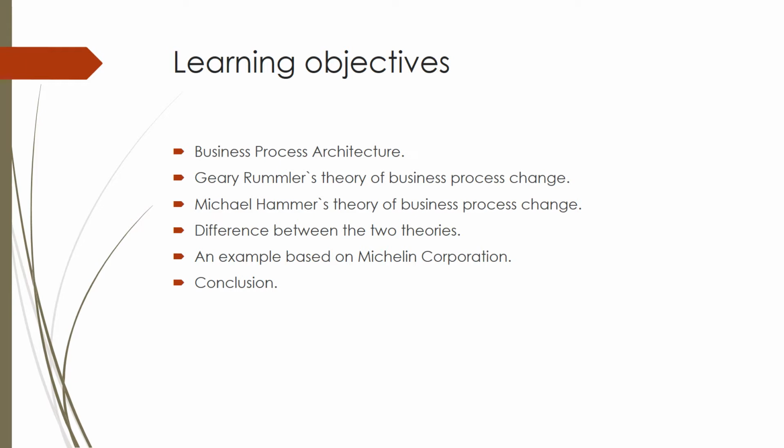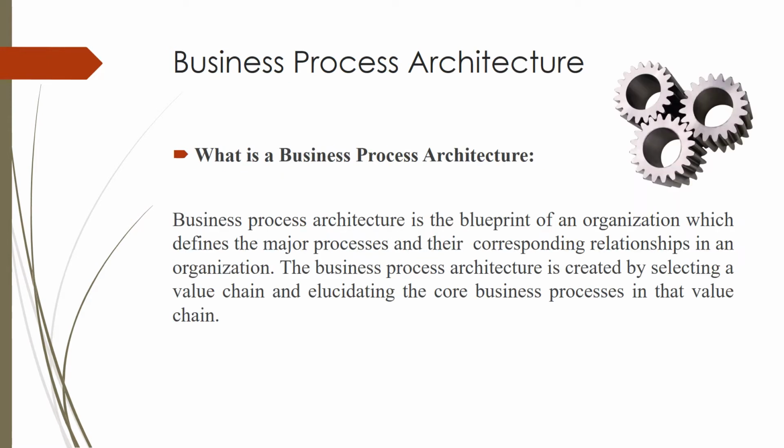Here are the learning objectives. I'm going to mainly speak about Gary Rummler's theory of business process change and Michael Hammer's theory of business process change. First of all, what is a business process architecture? Business process architecture is the blueprint of an organization which defines the major processes and their corresponding relationship in an organization.